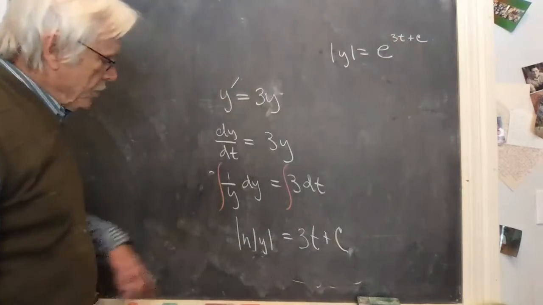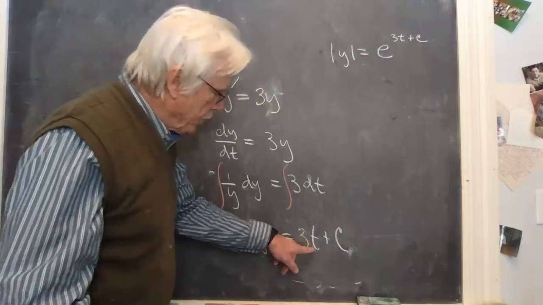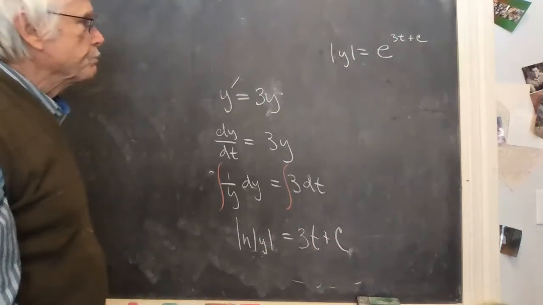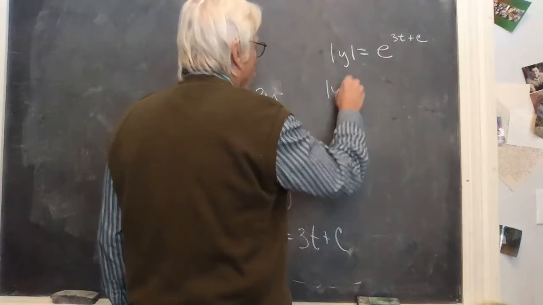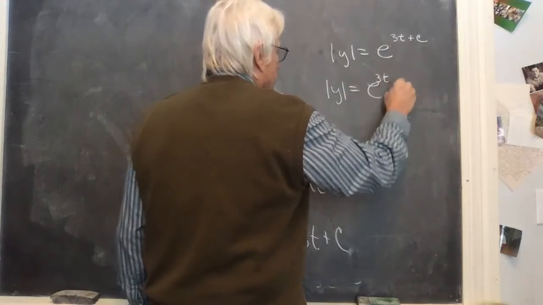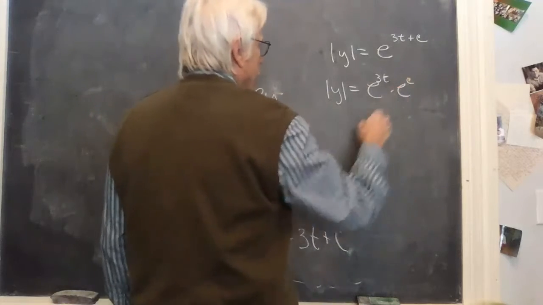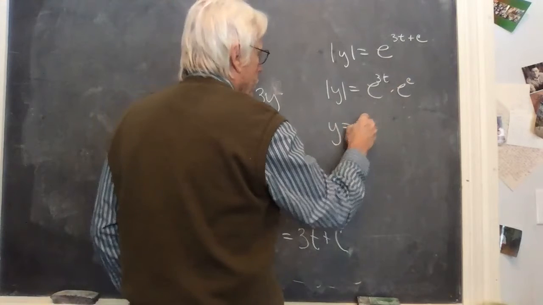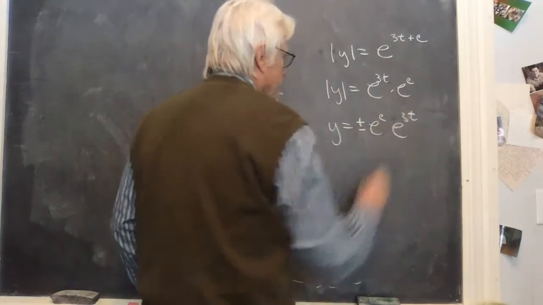And e raised to this entire quantity. It's not e to the 3t plus a constant. It's e to this entire power. And so the absolute value of y, doing a little arithmetic here, is e to the 3t times e to the c. Like bases, you add the exponents. So y itself will be either equal to plus or minus e to the c times e to the 3t.